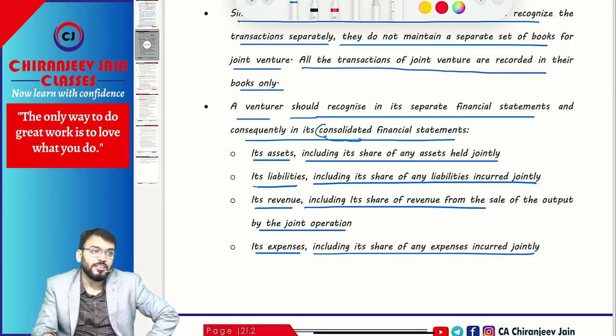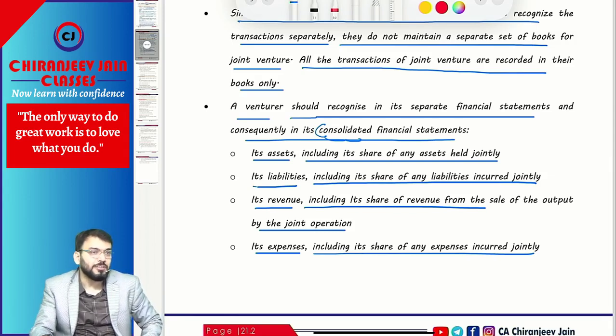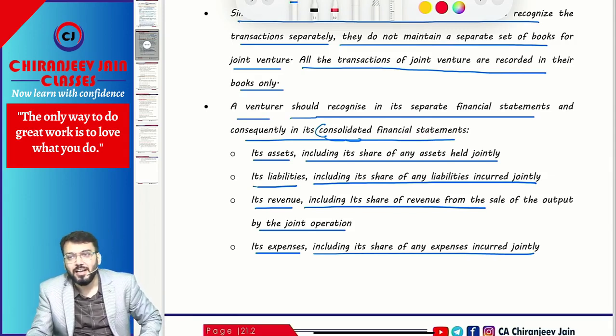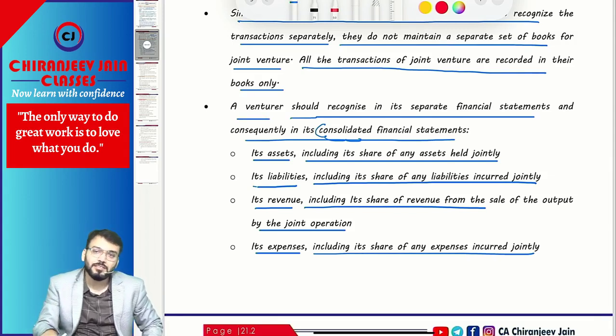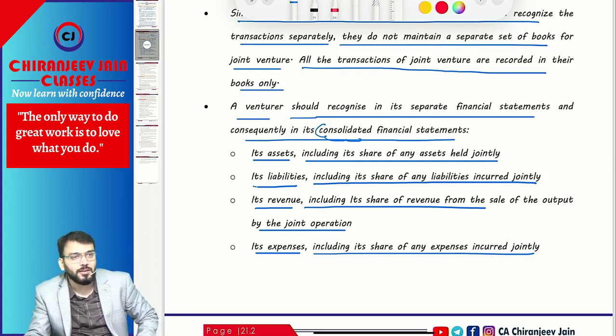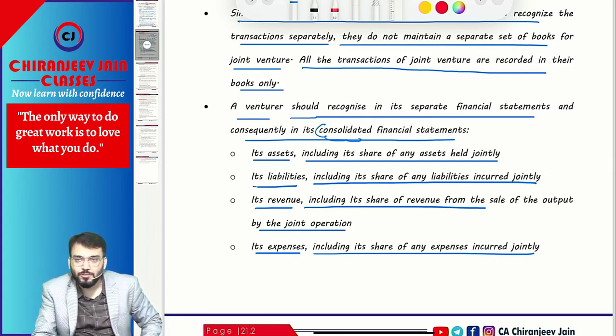So in the separate books of the venturer, what will be recorded? Its assets and his share of jointly held assets. Its liabilities, the share of jointly incurred liabilities. Its revenue, the share of jointly earned revenue. Its expenses, the share of jointly incurred expenses. Simple. Correct? No doubt.